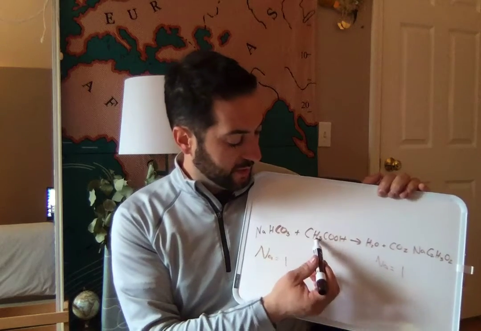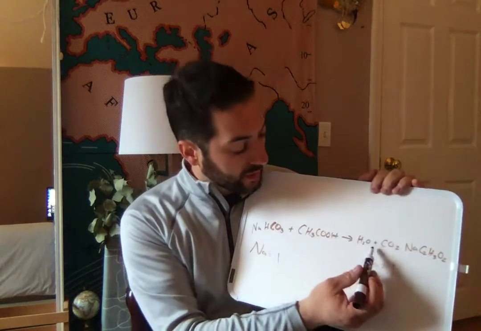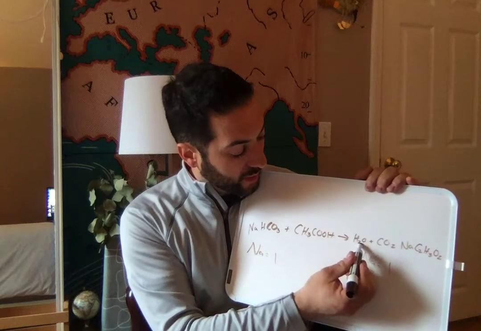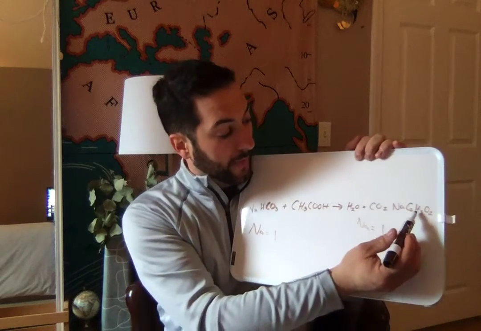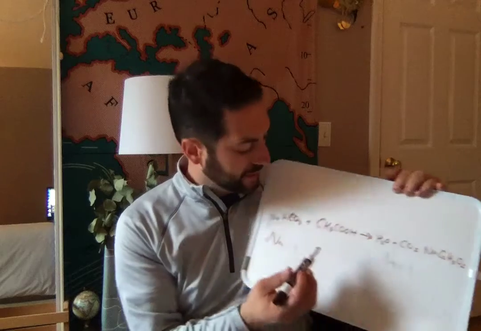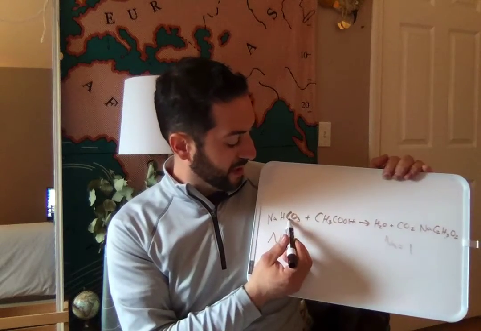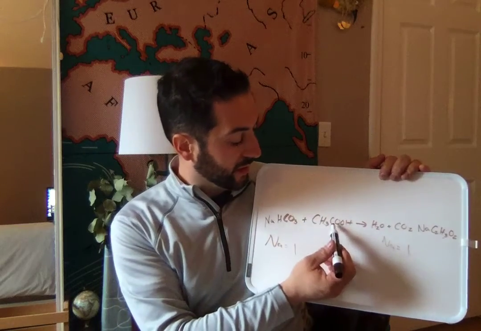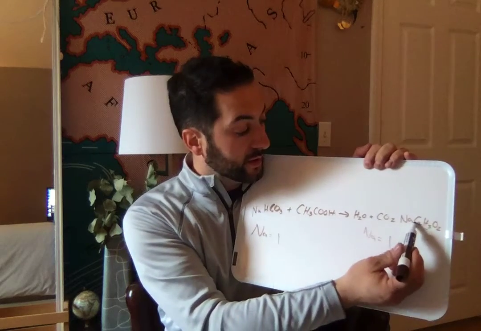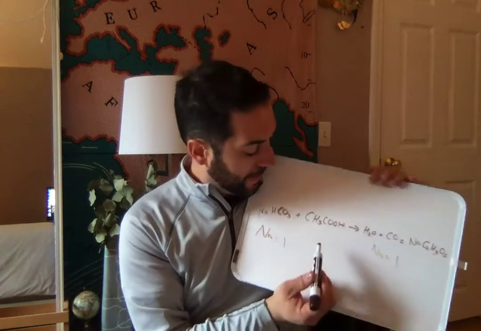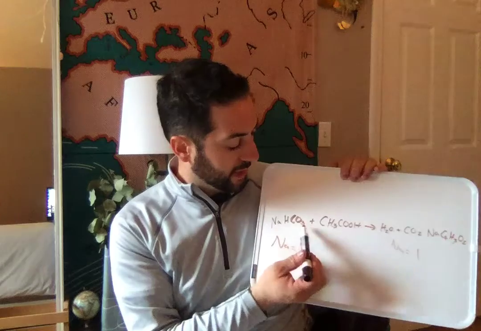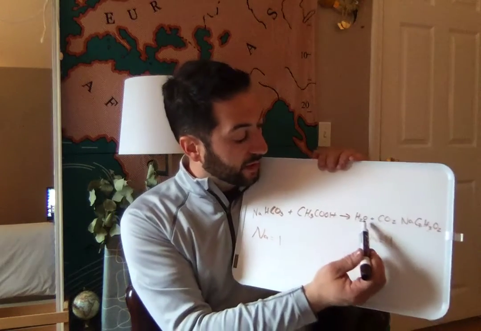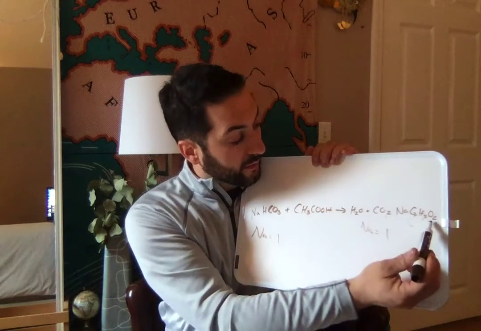There's 1, 2, 3, 4, 5. So on this side we have H2O, so that's 2, 3, 4, 5. We have 5 H's. Now let's look at the C's. We have 1, 2, 3 on this side, and we have 1, 2, 3 on this side. And the O's, we have 3, 4, 5. And I have 1, 2, 3, 4, 5. So that's what's called a balanced equation.